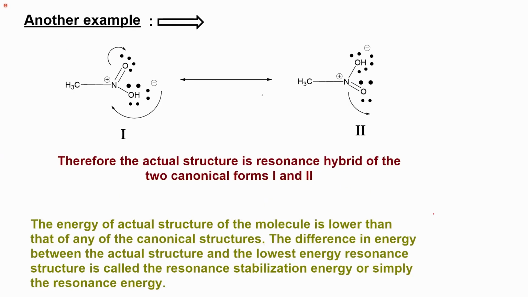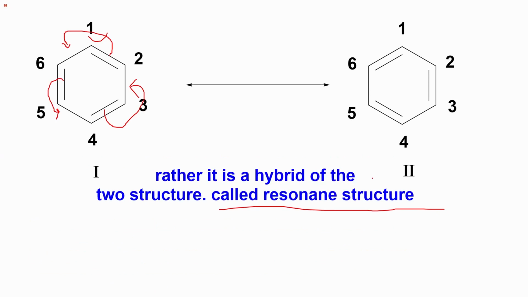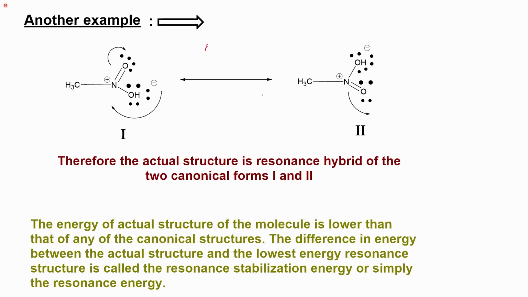So now going to another example. Whatever we have discussed in the previous slide was an aromatic one. So this is called an aromatic structure. Now we'll go to an aliphatic one. Aliphatic means non-aromatic system. This is called aliphatic or non-aromatic structure.